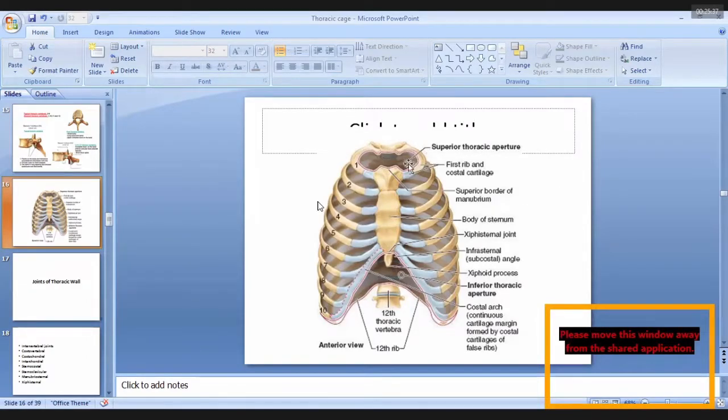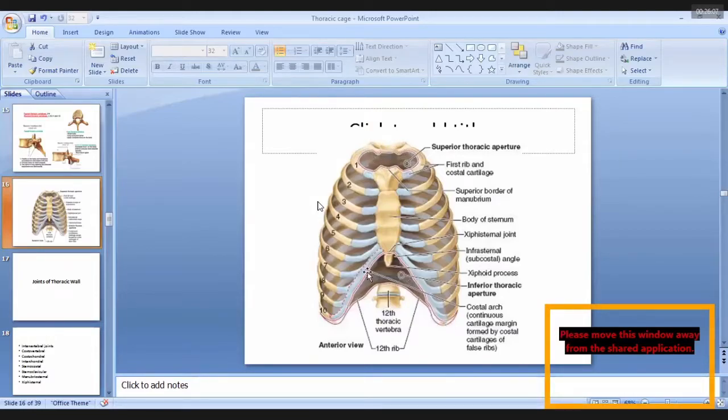The superior thoracic aperture is bounded anteriorly by the manubrium part of the sternum, on the lateral aspect by the first rib and its costal cartilage, and posteriorly by the body of the T1 thoracic 1 vertebrae. These are the boundaries of the superior thoracic aperture. Anteriorly by the manubrium part of the sternum, on the lateral aspect by the first rib and its costal cartilage, and posteriorly by the T1 vertebrae.